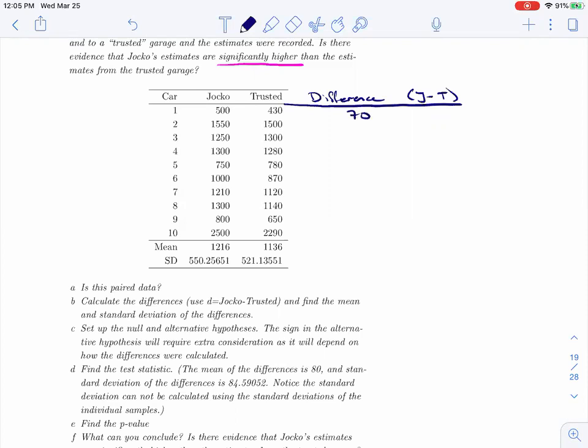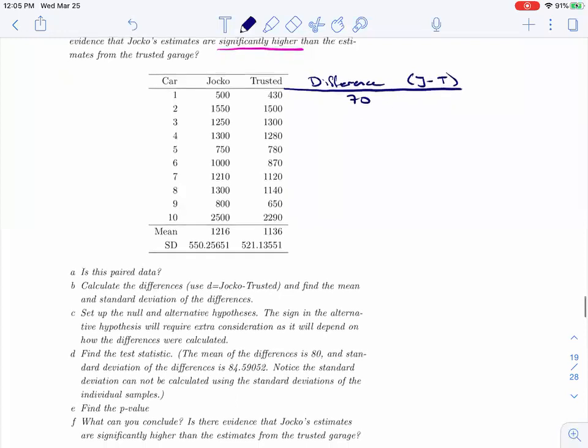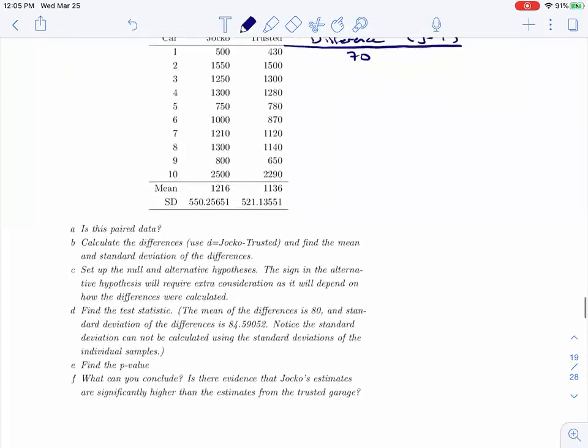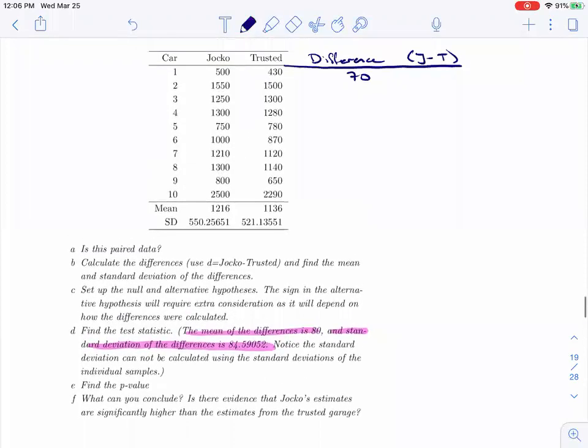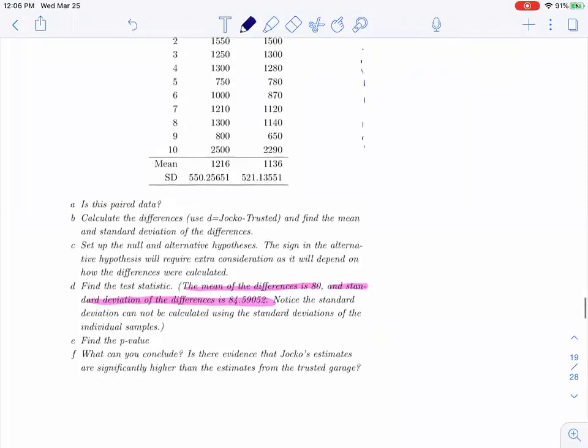I have these numbers somewhere. Haha, I found it. The mean of the difference is 80, and the standard deviation of the difference is 84.59052. So the mean of the differences is 80, and then we're told that the standard deviation of the differences is 84.59052.